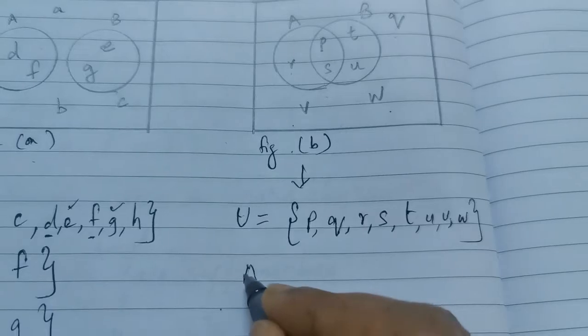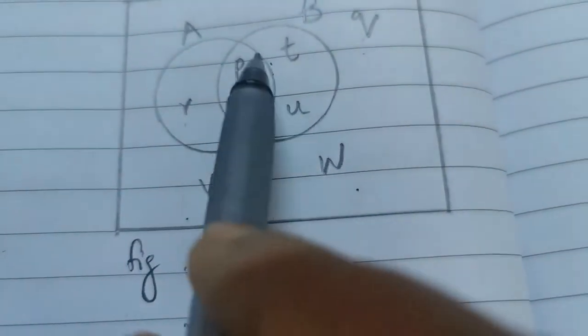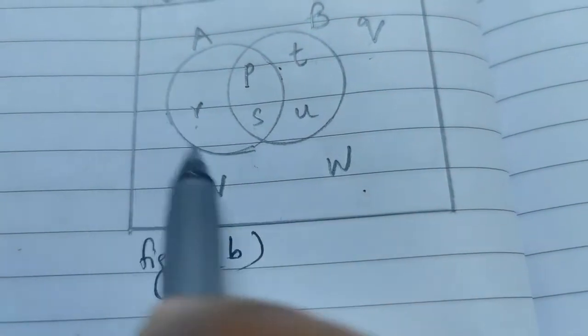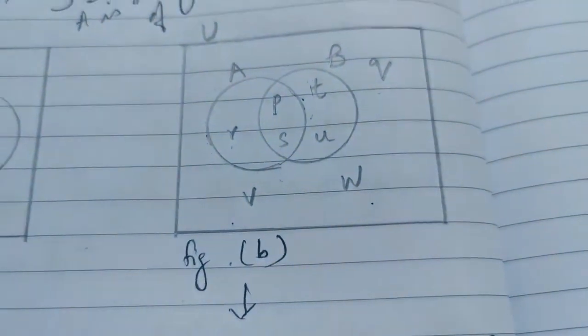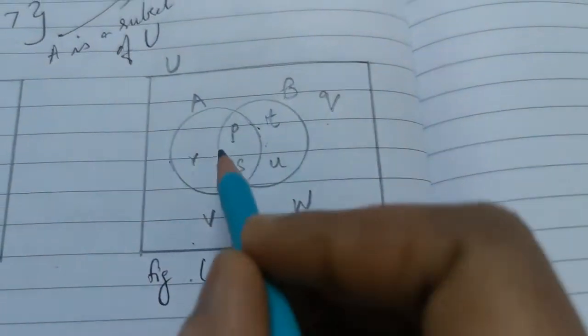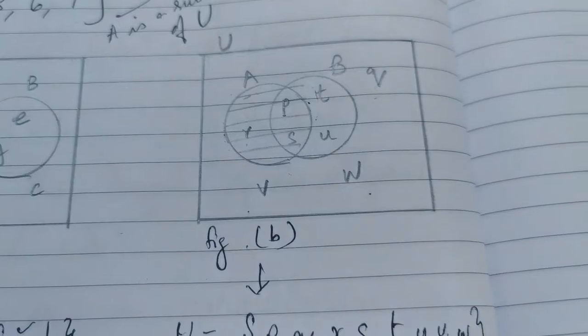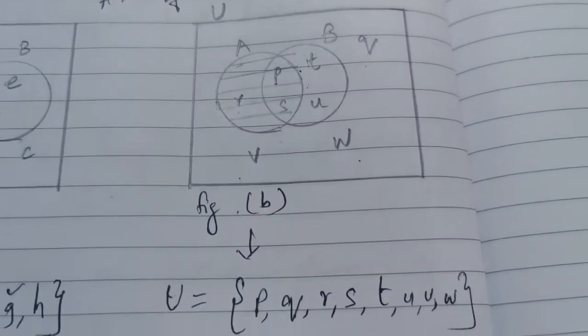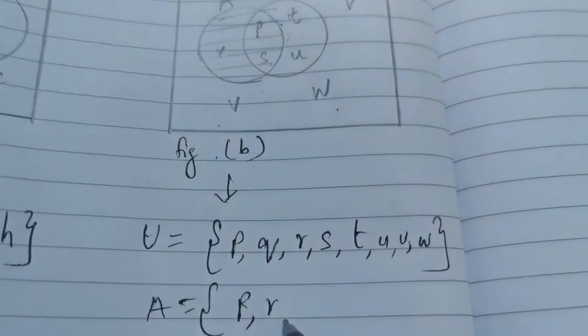Now set A. Look into the entire circle of set A. This entire circle is set A. So we have to write all the elements which are present in this circle. This circle represents set A. The horizontal lines represent set A. So we have P, R and S.